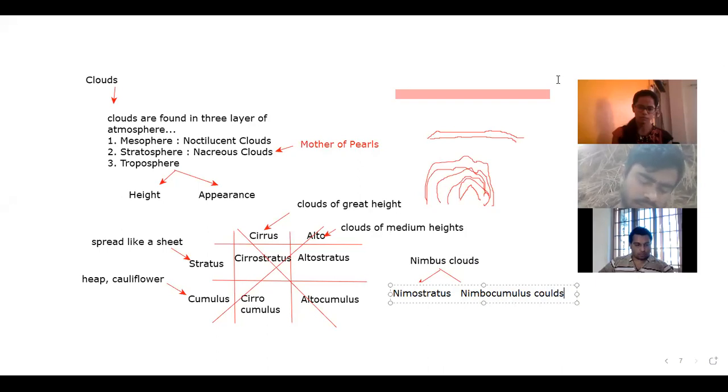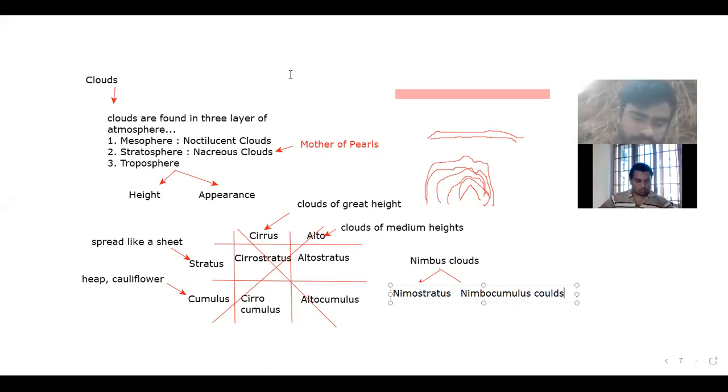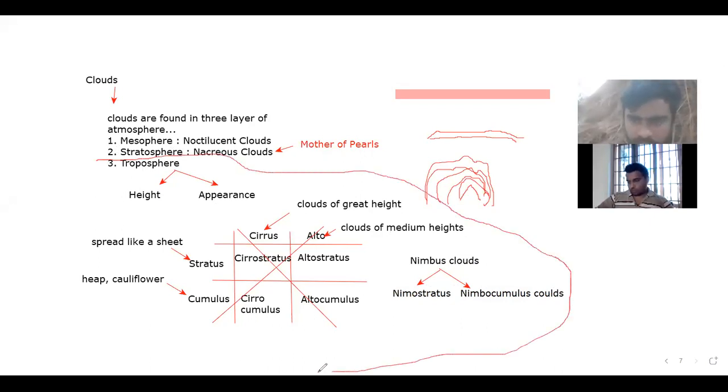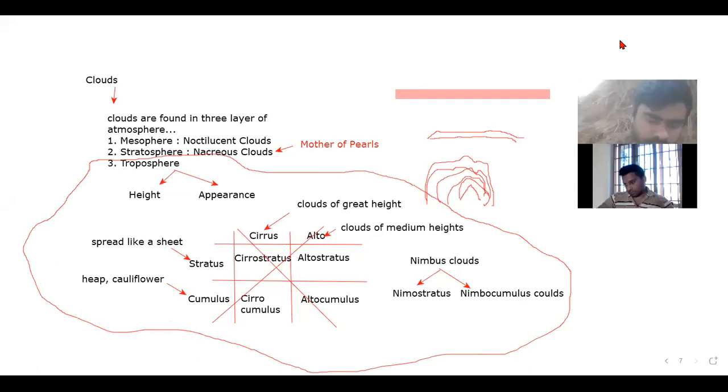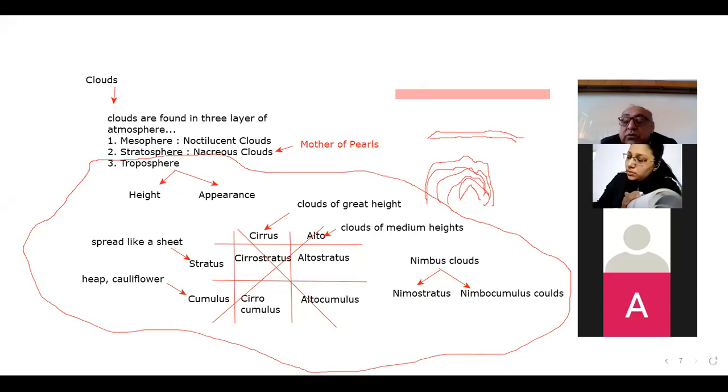So I have told you about the clouds as well. All these clouds are formed in the troposphere. Please remember, all these clouds are formed in the troposphere. It means the rain-bearing clouds exist in the troposphere only. Beyond the troposphere, there is no rain-bearing cloud. Please remember this, what I am telling you. This point is very important for the examination also. So please tell me, is it clear to everybody up to this point?